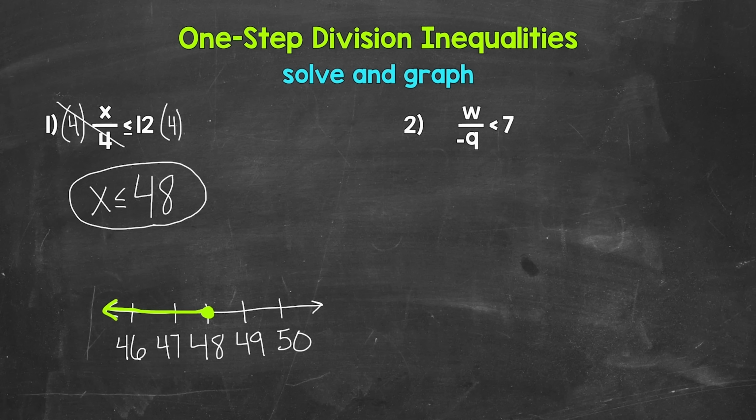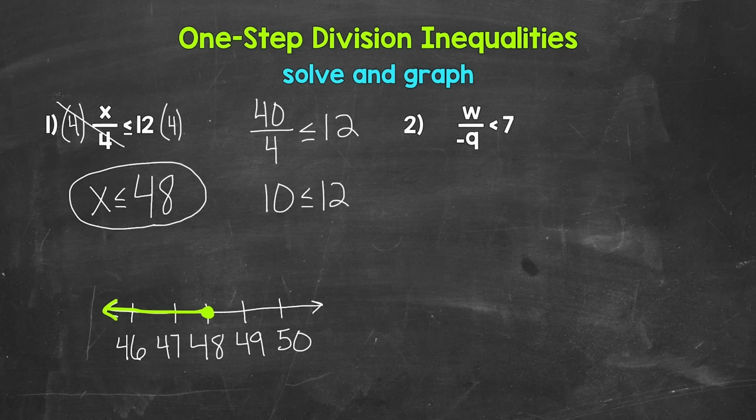So that's our graph. And one last thing we can do here is check a solution to make sure we are correct. So we need anything less than or equal to 48. Let's use 40 since we are dividing, and that will work nicely with the 4. So we have 40 divided by 4 is less than or equal to 12. 40 divided by 4 gives us 10. And 10 is less than or equal to 12, so we are correct here.